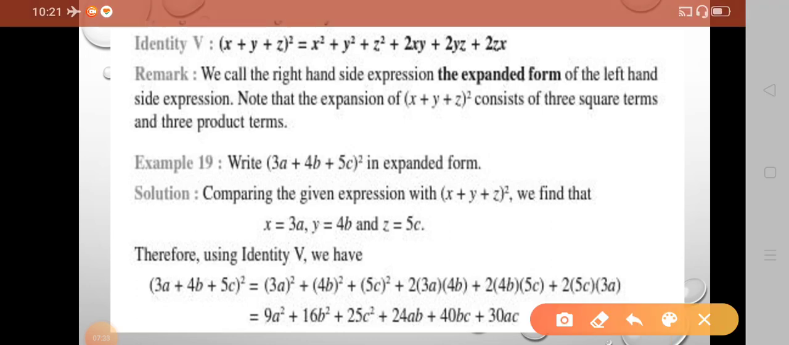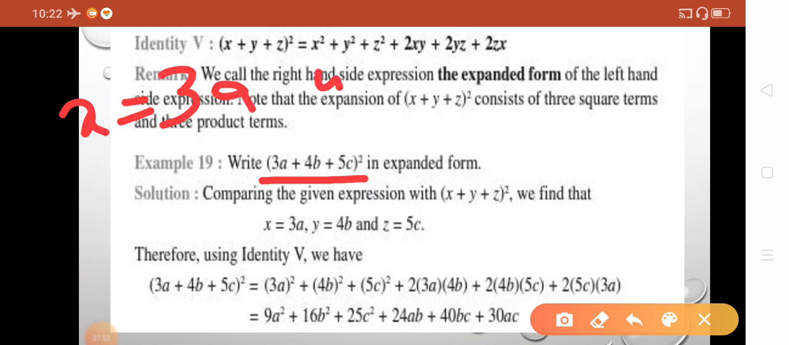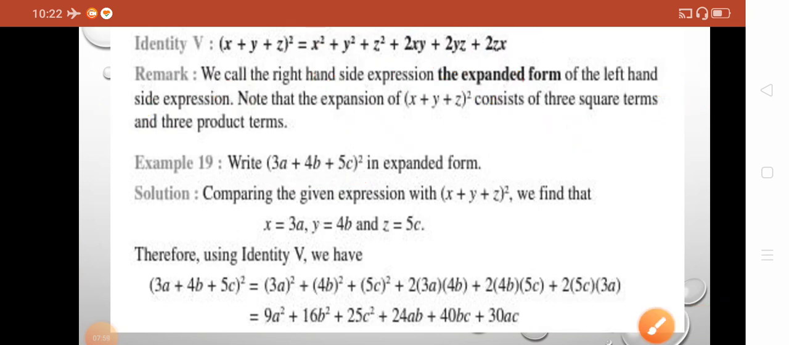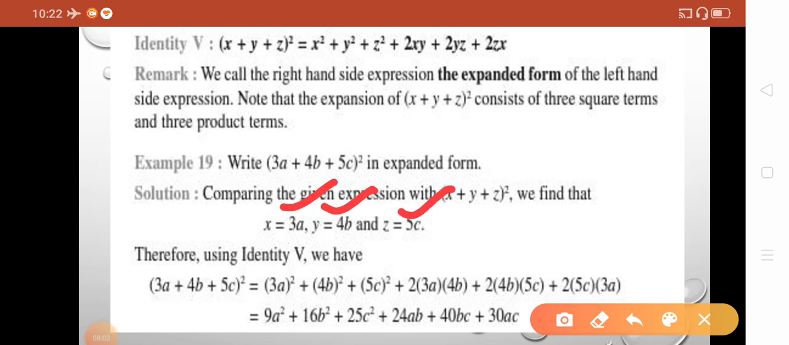The fifth identity is (x plus y plus z) whole square, and the answer comes out to be x square plus y square plus z square plus 2xy plus 2yz plus 2zx. So here you have to open this formula, (3a plus 4b plus 5c) whole square. That means the value of x is equal to 3a, y is equal to 4b and z is equal to 5c. So in the given formula you have to put the values of x, y and z.